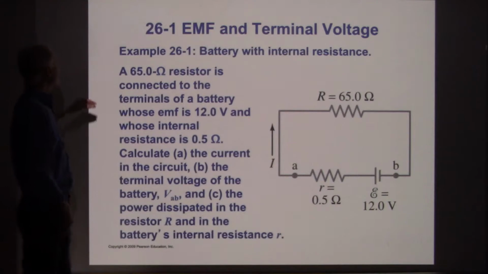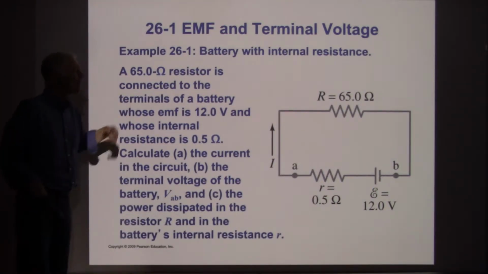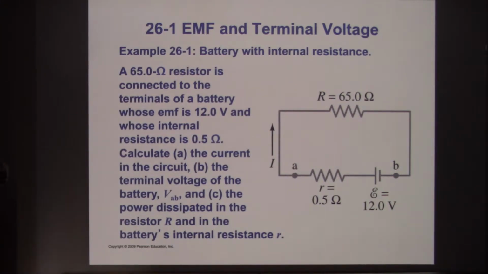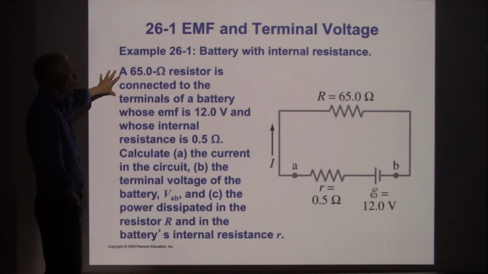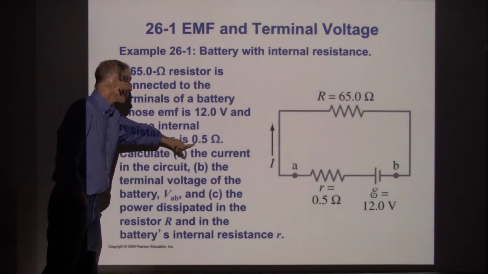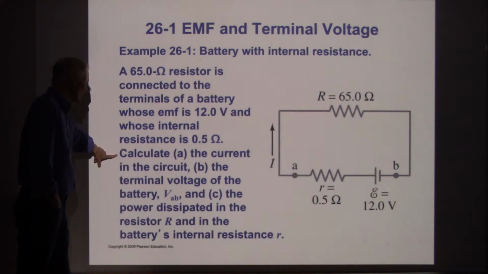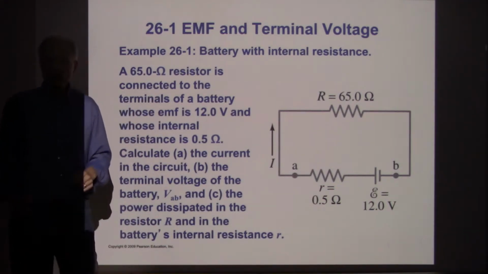Let's see what they tell us in the problem. A 65 ohm resistance. Now, it sounds like too much resistance. I don't think it's like a headlight or something, but some kind of a device in the car has a 65 ohm resistance to it. And the internal resistance is 0.5 ohms. What would be the current in the circuit? What's the terminal voltage on the battery? So let's go in and see if we can answer all these questions.